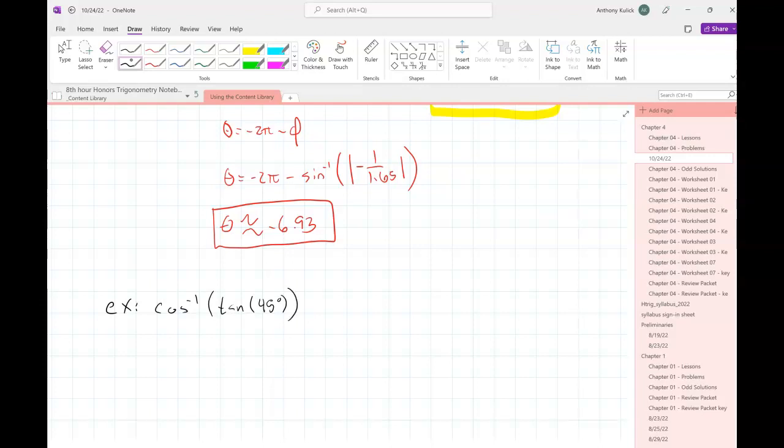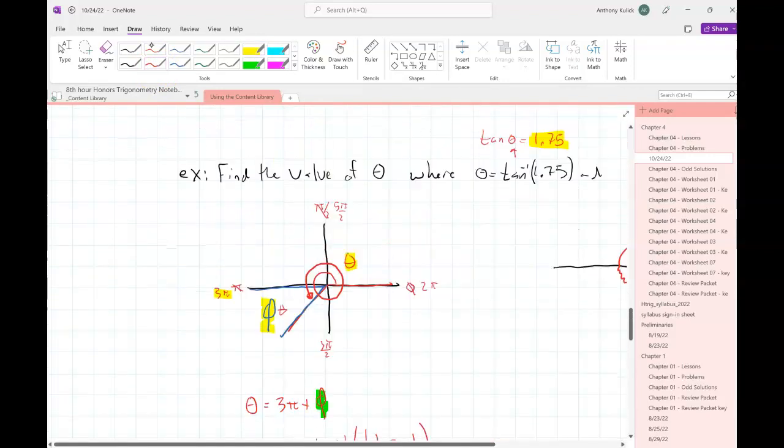So what if I wanted to do cosine inverse of tangent of 45 degrees? Well, you'd want to start from the inside out. So that does involve evaluating tangent of 45. When I go to the unit circle, I locate 45 degrees. I know that tangent is y over x.